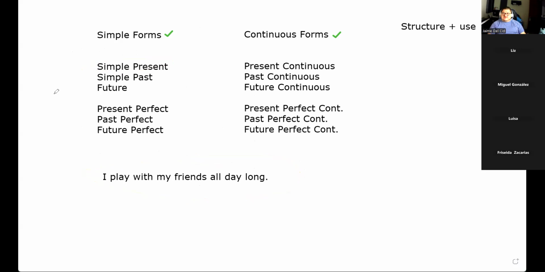So that's the exercise. I'm going to be writing some sentences here, and you are going to decide if it's simple or continuous form. And if you can, you're going to help me identify those sentences. Okay. So let me start with sentence number one.